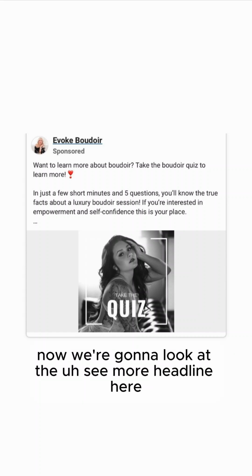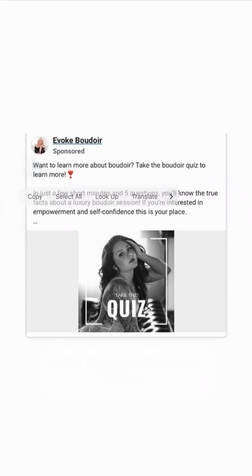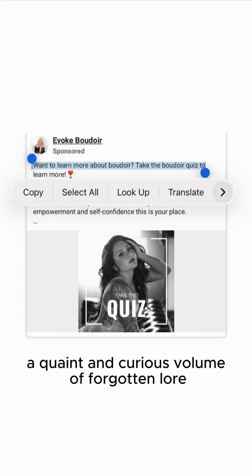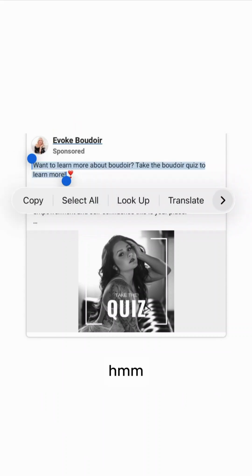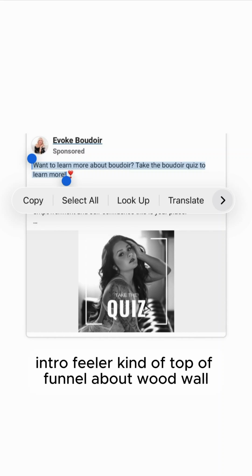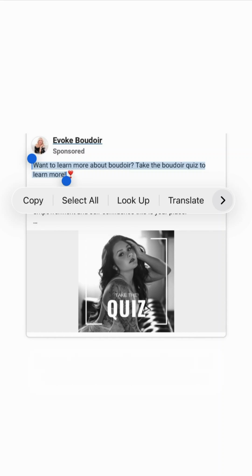Now we're gonna look at the see more headline here. Want to learn more about Boudoir? Take the Boudoir quiz to learn more. Now, yeah, lack of context, but this is kind of an intro feeler, kind of top of funnel about Boudoir.